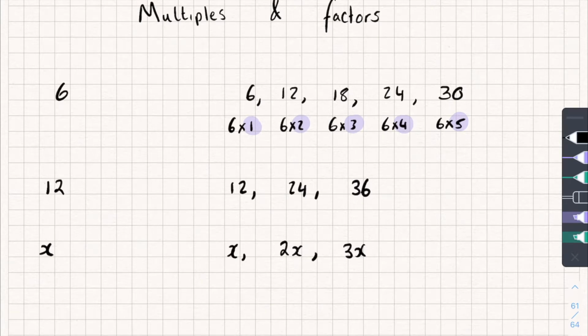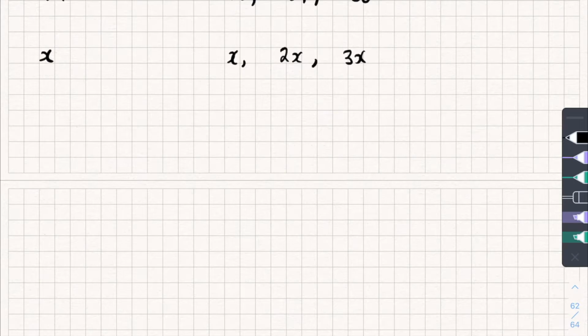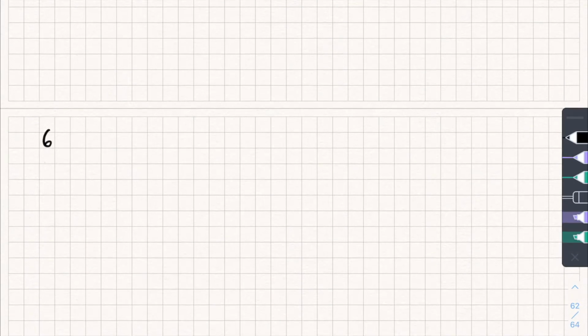The next thing we'll look at is factors, okay? So say we were still looking at the number 6, and we wanted to find a factor of 6. Well, a factor of 6 would be a number that I could divide 6 by with no remainder. So for example, 6 divided by 2 gives me 3 with no remainder, so 2 is a factor of 6.